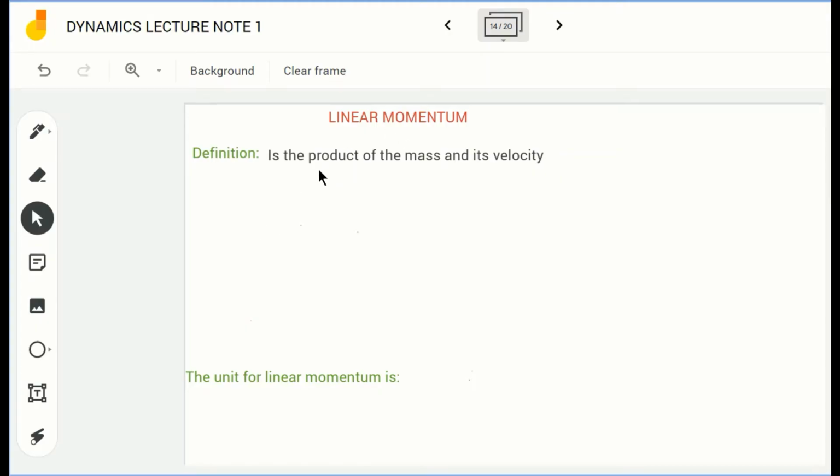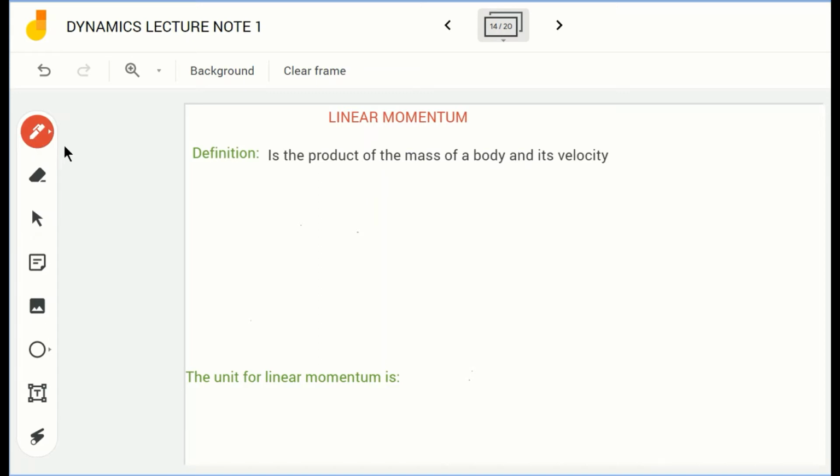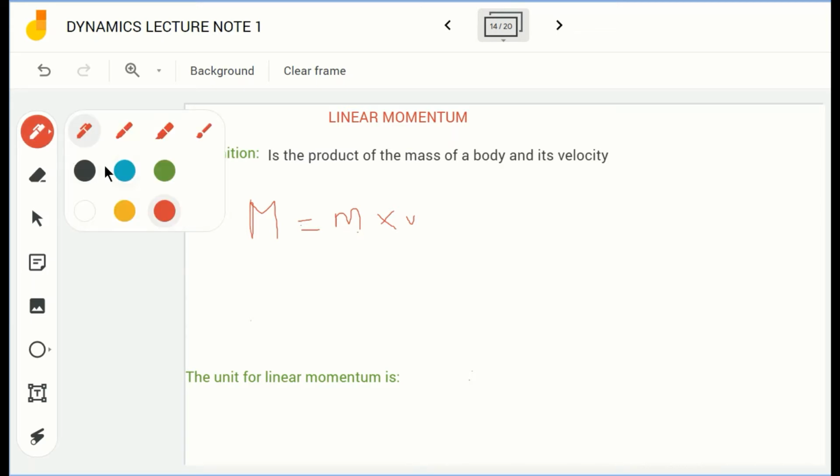So linear momentum is the product of the mass and its velocity. Or I can say that it is the product of the mass of a body and its velocity. The formula is momentum equals the mass, which is m, times the velocity, which is v. So this is the formula for linear momentum. From this formula, we can derive the units for linear momentum.